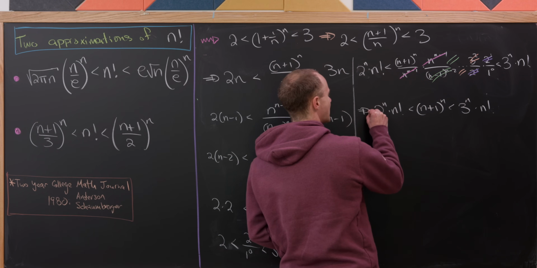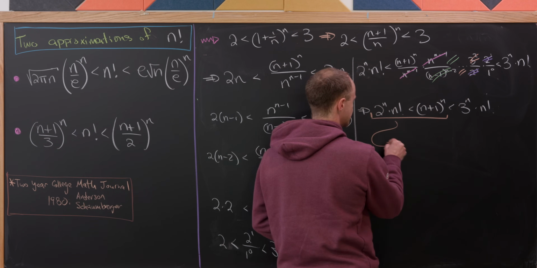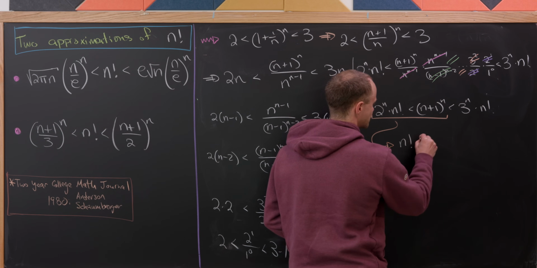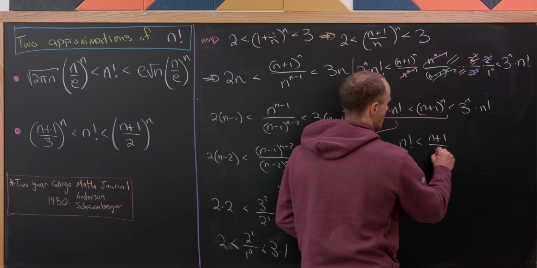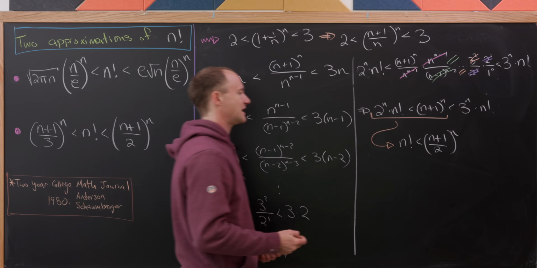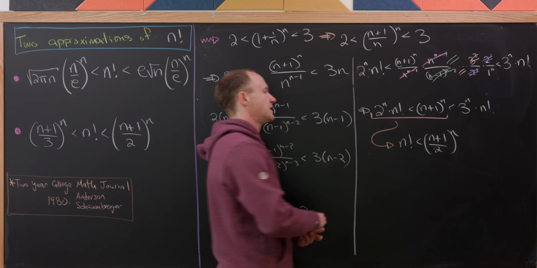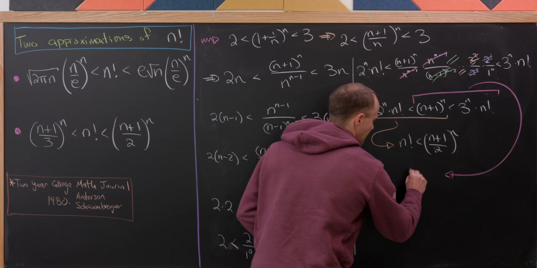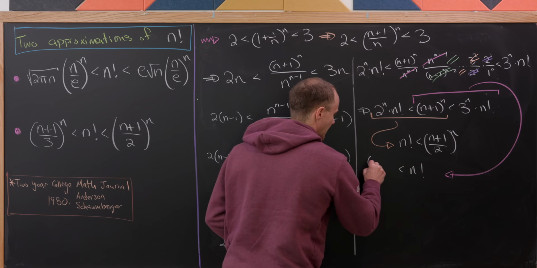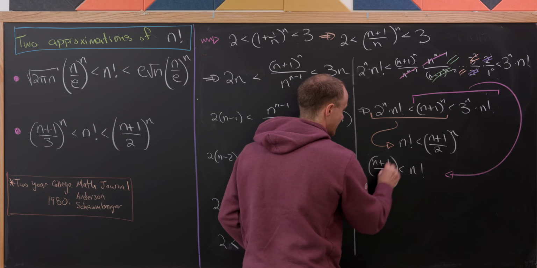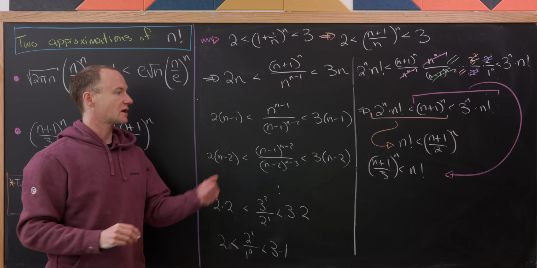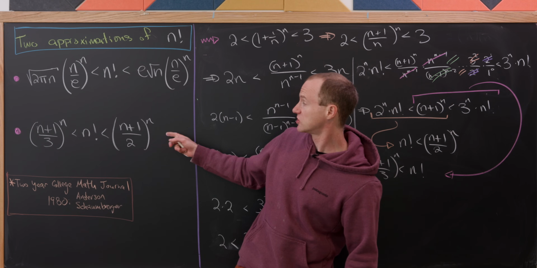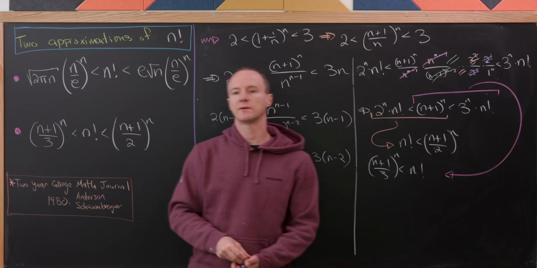Now, let's take this compound inequality and pull it apart into two inequalities. So we can pull this apart and we'll end up with n factorial is less than ((n plus 1) over 2) raised to the n power, dividing by that 2 to the n. Then we can take the right-hand portion and we'll end up with n factorial is greater than ((n plus 1) over 3) raised to the n power. But then we can glue those two inequalities together back into a compound inequality, which looks exactly like what we were going for. And that's a good place to start.